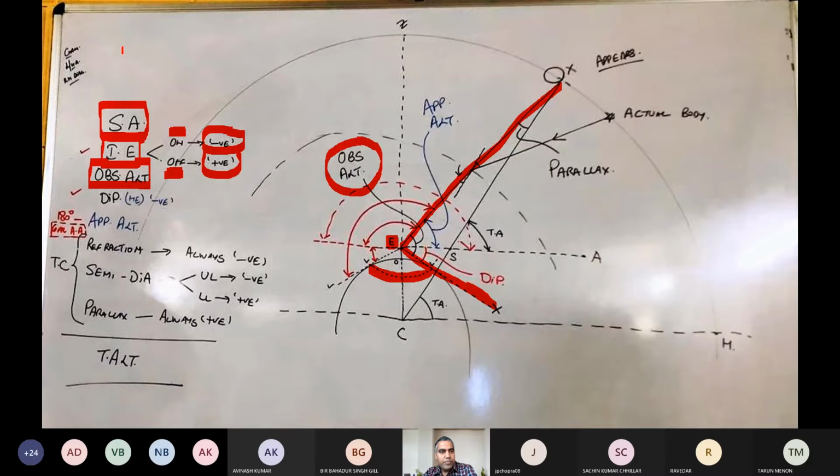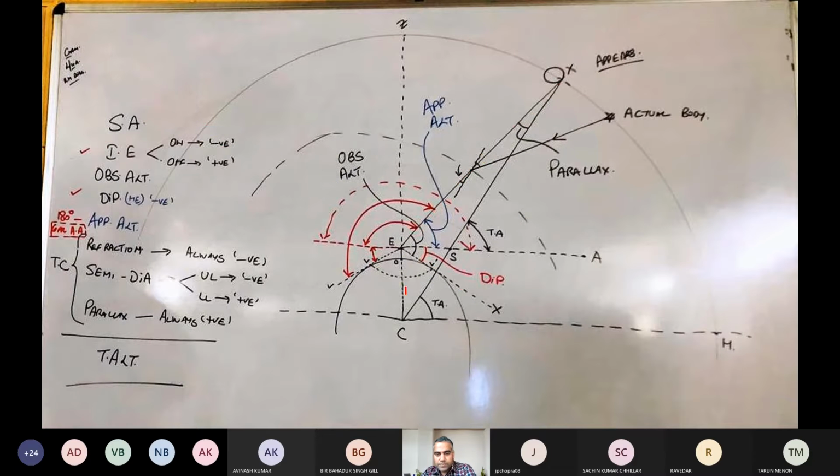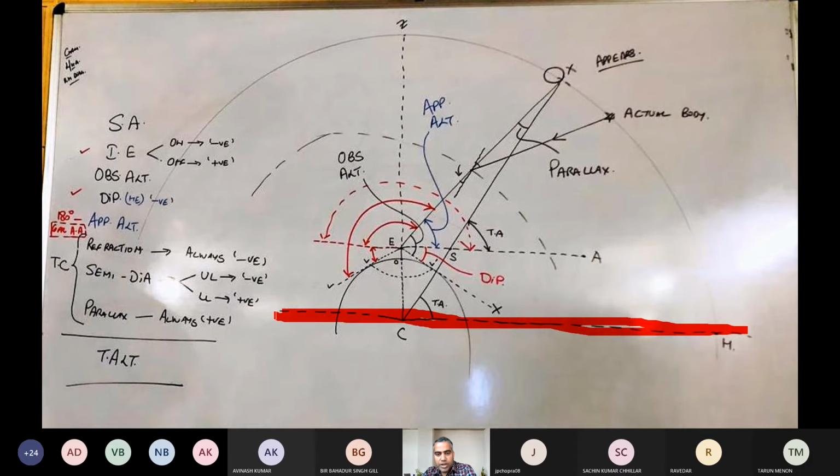So we reach up to the observed altitude. Now the next correction which we apply here is... you can see this is the rational horizon here. This dotted line passing from the center of the arc. This is the rational horizon. And you can also see this VV dash is the visible horizon. These are the two horizons which I have shown you.